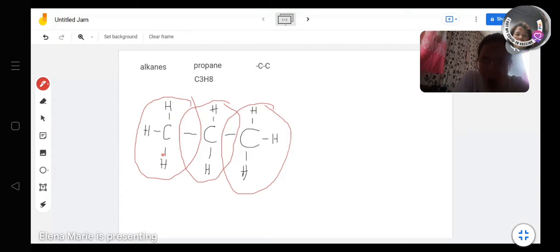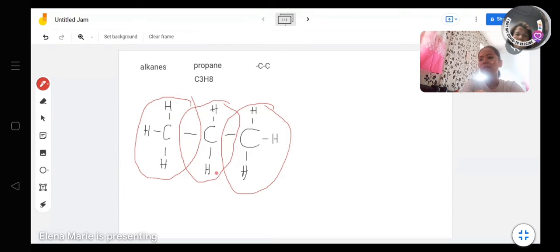Now, each of these bonds is what you call a covalent bond, so that is being shared. This bond is shared by this carbon and this hydrogen. Also shared by these two. This is shared by carbon and carbon. Everything else is shared. Okay, guys, any question? Notice all single bonds all throughout. That's what we call saturated.